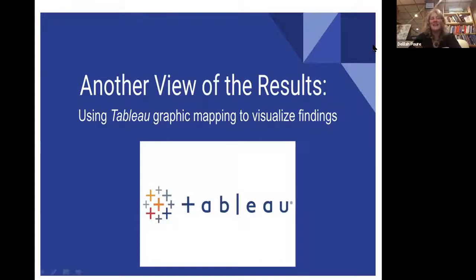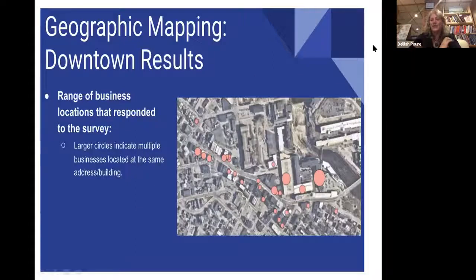And then if you go to the next slide, one thing Tableau is just great at is mapping and showing things visually on a map. This one showed the range of business locations that responded to the survey. So of all the surveys that were taken, there's a dot on the screen representing where those businesses were. You can see a couple are in the mill buildings, and so those dots are very large because 5 or 10 or more businesses completed the surveys from those locations.